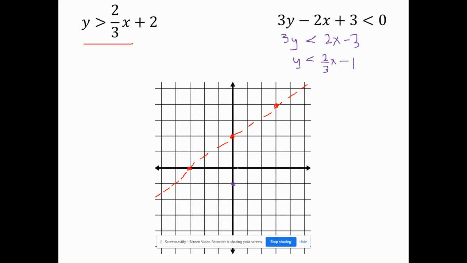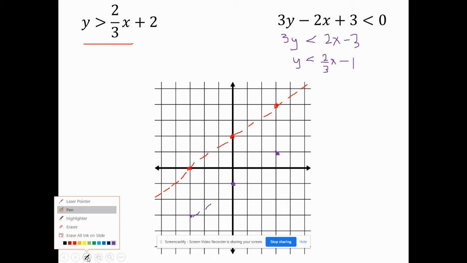So I rise 2, 2, 3. Rise, oops, I didn't rise enough there. I need to rise 2, run 1, 2, 3. And I don't have room here. I can go down 2, left 3. And now this is another dashed line.